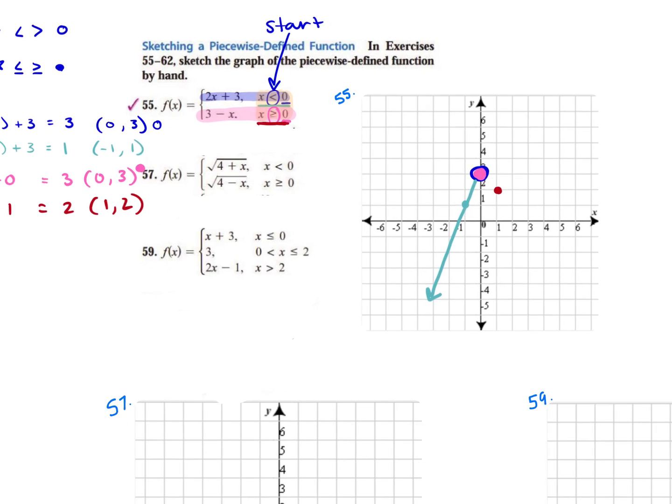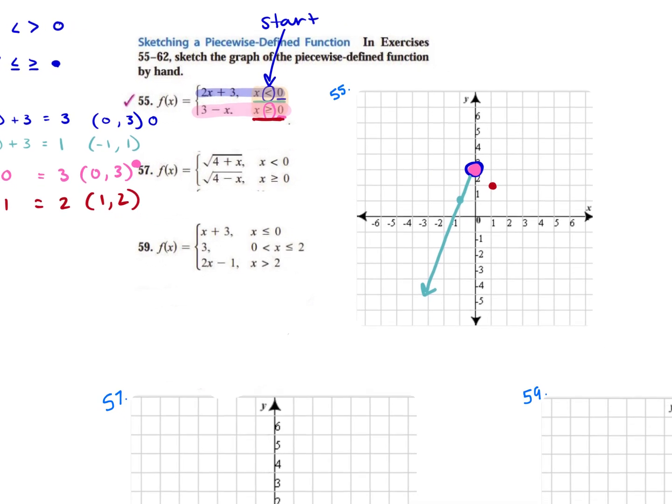If you want to plug in more points, that's totally fine. But with a line, you only need 2. So I'm going to connect the pink dot and the red one, and that is going to give me the direction for my second piece.